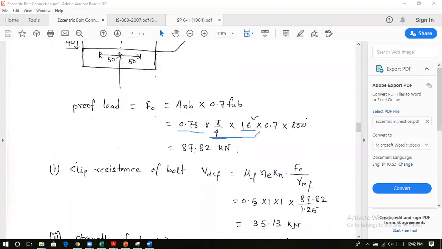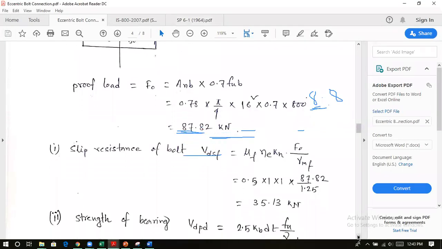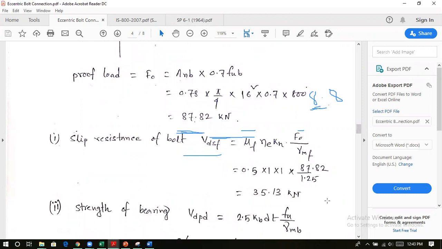So this is the gross area of the bolt. By multiplying with 0.7, we will get the net area, and FUB, as the bolt grade is 8.8, will be 100 times of this value, so it will be 800. By this we will get a value of 87.82 kilonewton as proof load. So by simply placing this value, we will get the slip resistance of this bolt as 35.13 kilonewton.